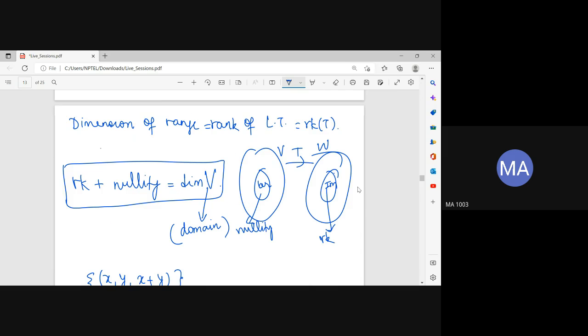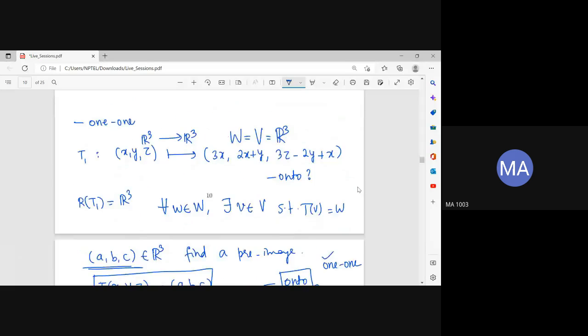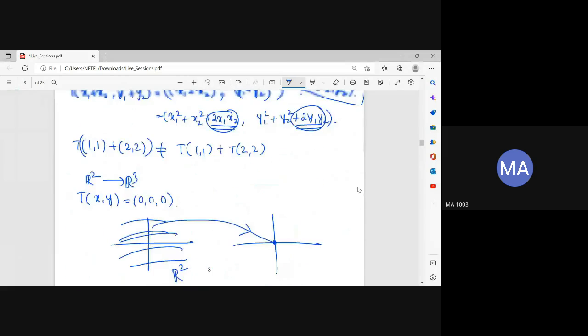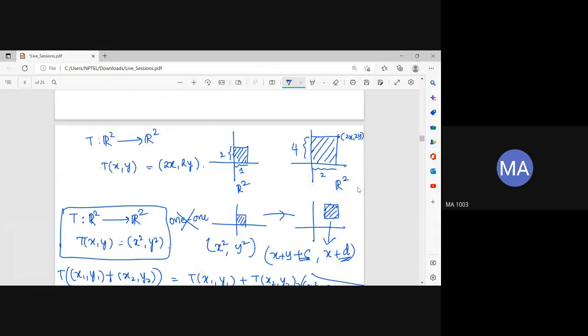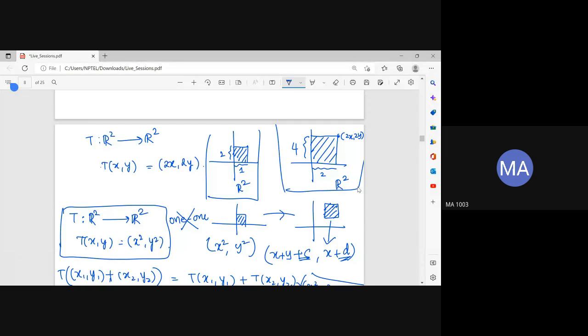The thing that I was drawing, there I had R2 to R2. So instead of drawing them together, I took two copies of them. This is domain, this is codomain. And I was seeing separately what is happening. Fine.